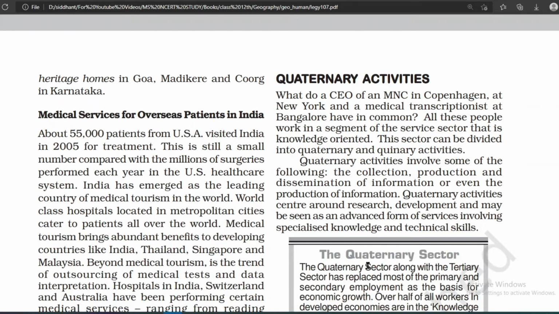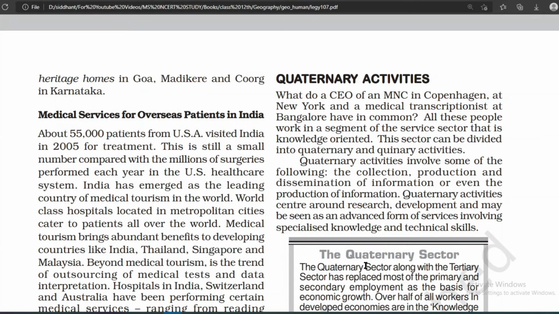Quaternary activity. What do a CEO of an MNC in Copenhagen or New York and a medical transcriptionist in Bangalore have in common? All these people work in a segment of the service sector that is knowledge oriented. This sector can be divided into quaternary and quinary activity.